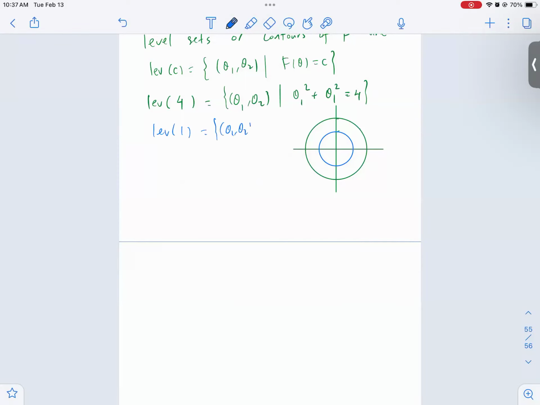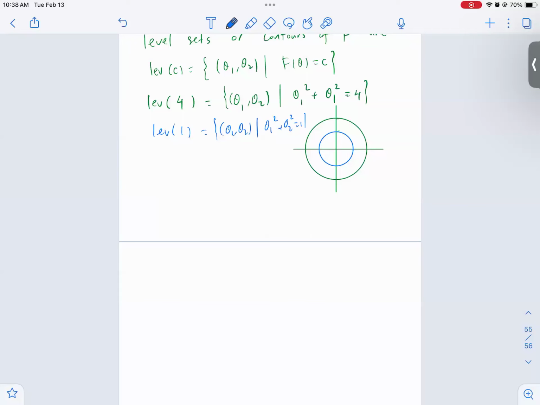Theta 1, theta 2, such that theta 1 squared plus theta 2 squared equals the level. And then I get these concentric circles, right? And you color them based on their levels. For example, the smaller levels would be blue, and the larger would be red. So it's a way of visualizing how high the function value is. As you descend, you're on smaller levels.